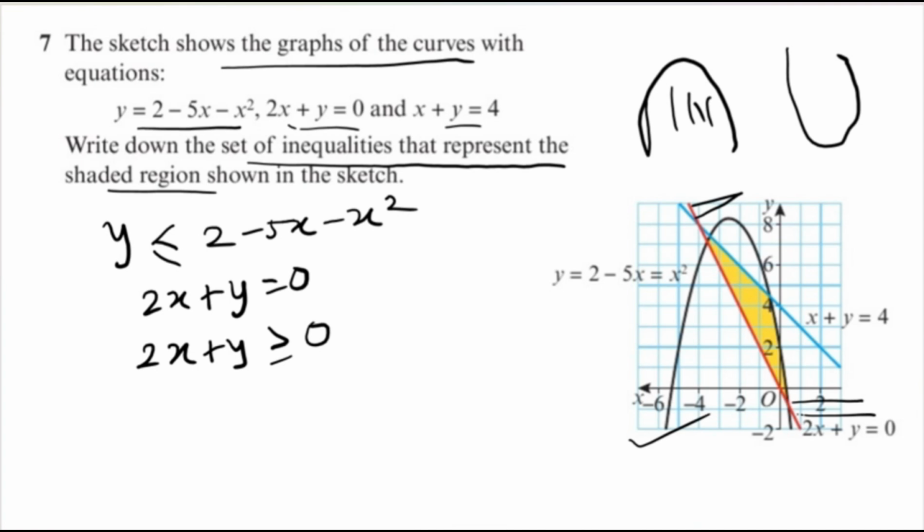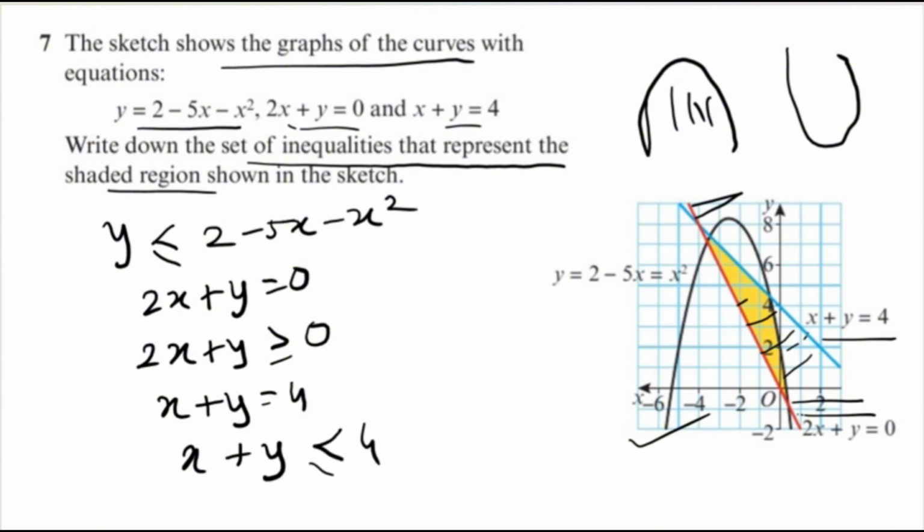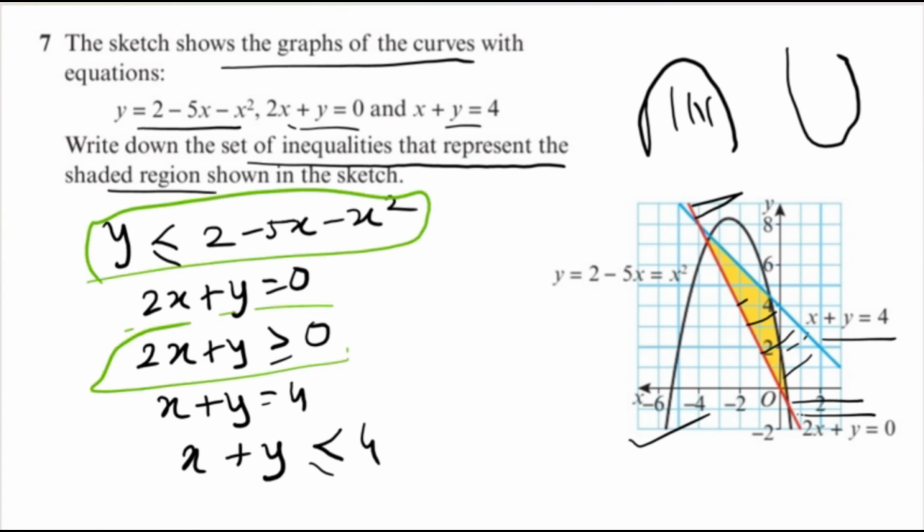The third inequality is the blue line, which is x plus y is equal to 4. Now as you can see, below the line we are getting the R region. That means this gives us the less than inequality. So x plus y less than or equal to 4. So these are our required inequalities, which are the first, second and the third, that will satisfy the shaded region R.